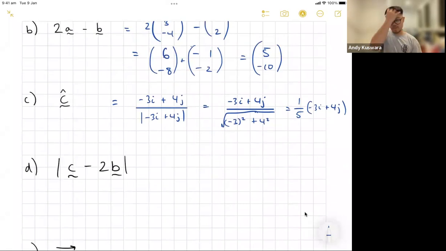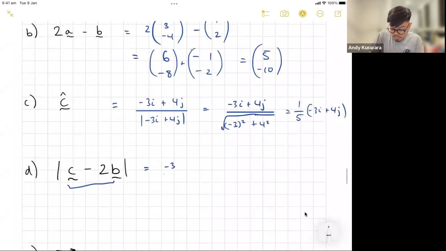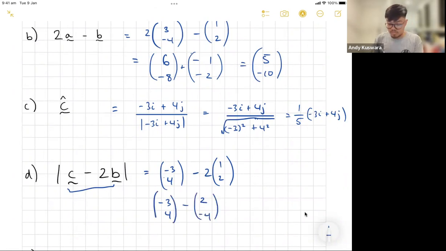Again, I think with D, I might let you have a go at this one here. It's just going to be calculate the insides first. So what is C take away 2B? Let's do it together. C is negative 3, 4. Take away 2B, and B is 1 on 2. So in other words, it's going to be minus 3, 4, take away 2, 4, sorry, just 2, 4.